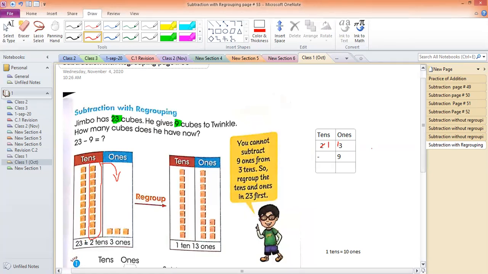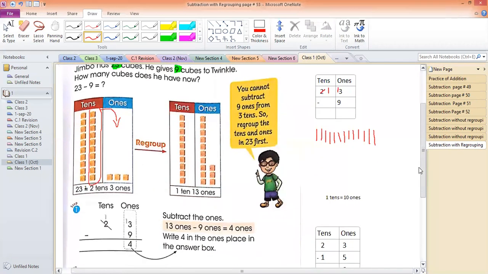Yes, now we can. So for that, I should draw 13 lines first. Count with me, guys. This is 1, 2, 3, 4, 5, 6, 7, 8, 9, 10, 11, 12, and 13. Now these are 13 lines.